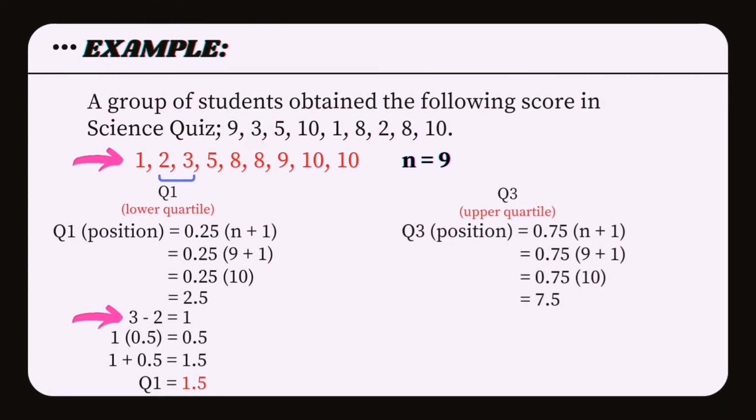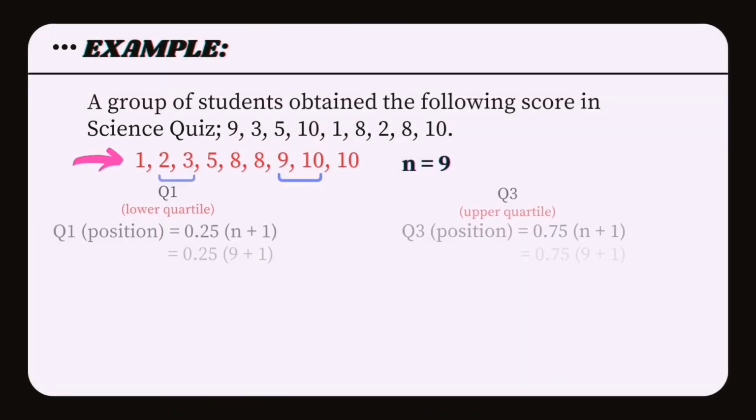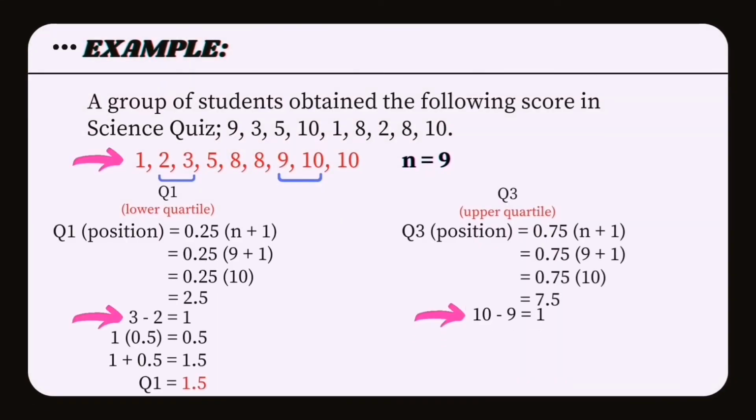Like what I've said kanina, when it comes to linear interpolation, hindi talaga whole number yung makukuha natin. So, lagi siyang in between two numbers. So, the position of our upper quartile is in between 9 and 10. Kagaya sa lower quartile, ima-minus lang natin si 10 and 9. So, 10 minus 9 is equal to 1.